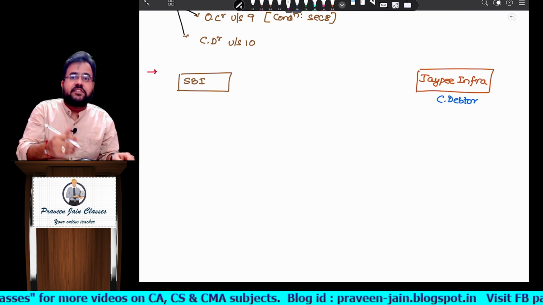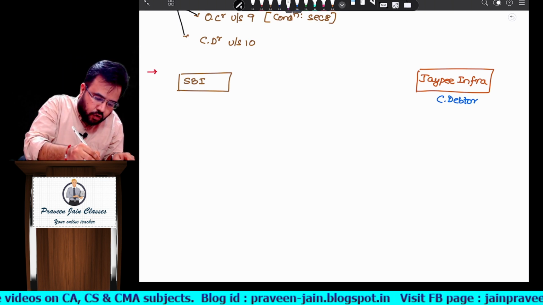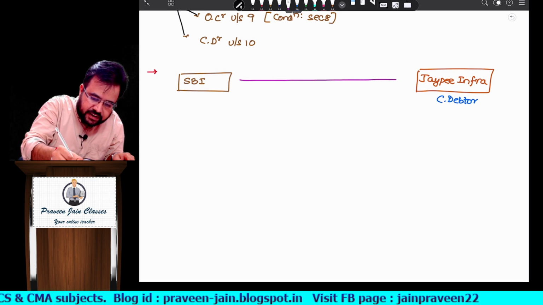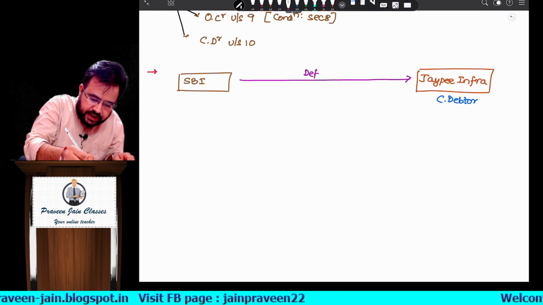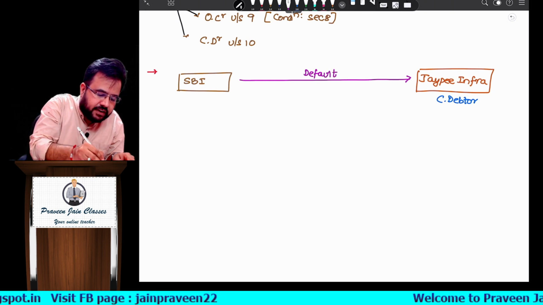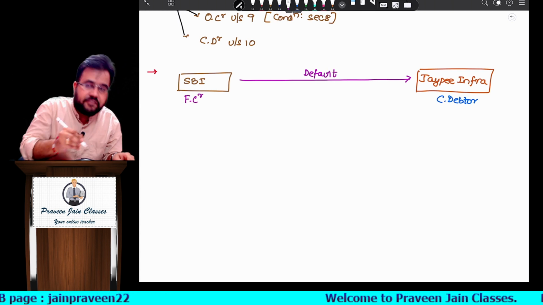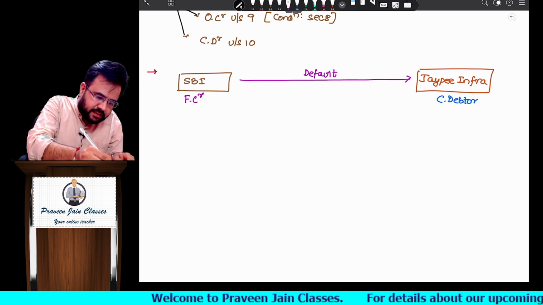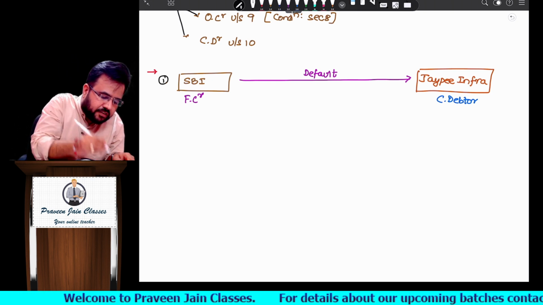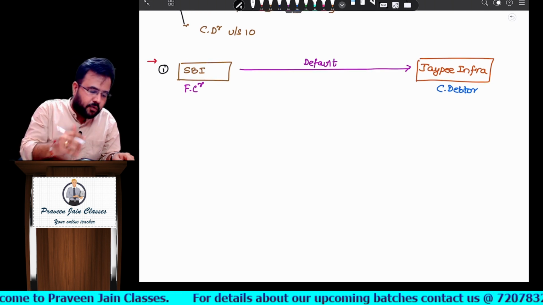Now they were supposed to pay, but they did not. So obviously this is a financial debt, and there is a default, and SBI is a financial creditor. SBI is a financial creditor. Similarly, this is our financial creditor type number 1.